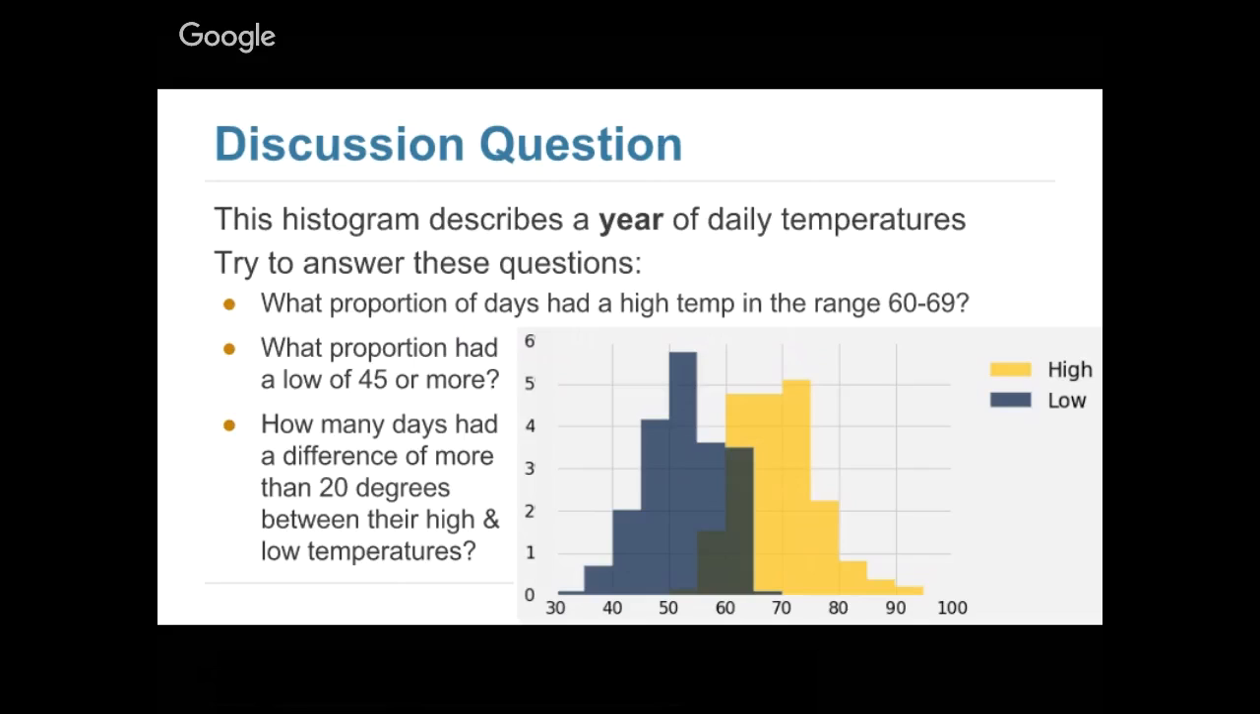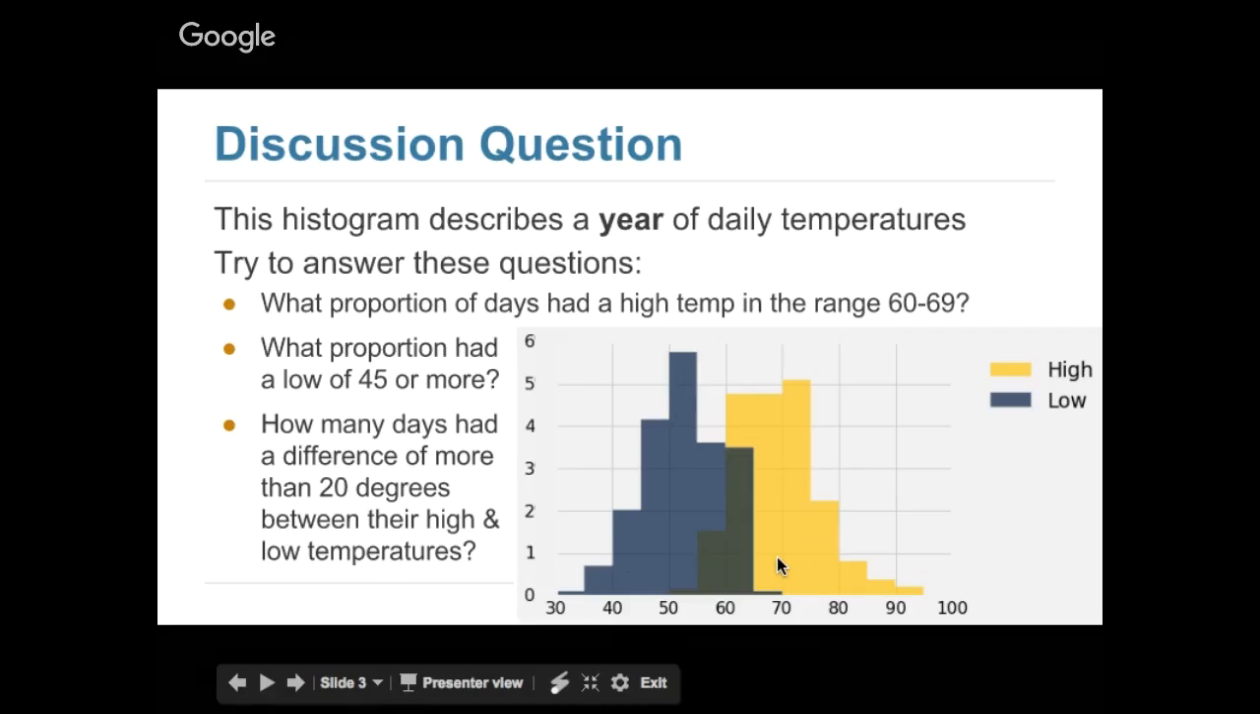Well, it makes sense that you guys don't really have an answer for the third question because you can't answer the third question with this histogram. Okay, so let's talk about it. So what proportion of days had a high temperature in the range 60 to 69? Okay, so what we do here is we look at the range 60 to 69, and we say, okay, we know that the area of the histogram is a proportion of stuff within that range.